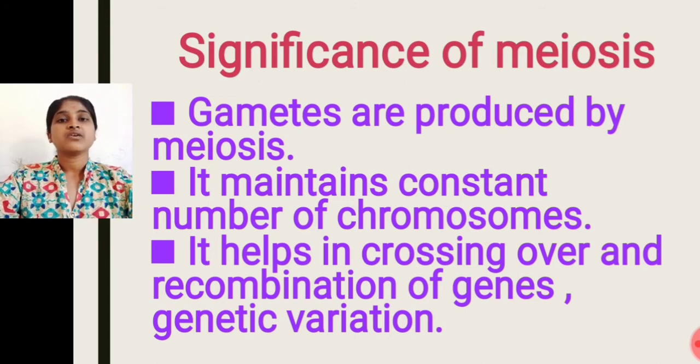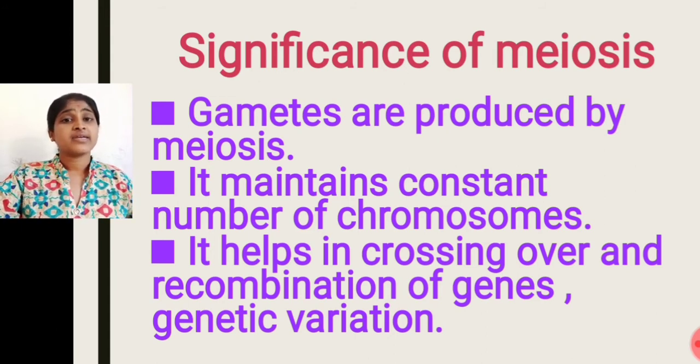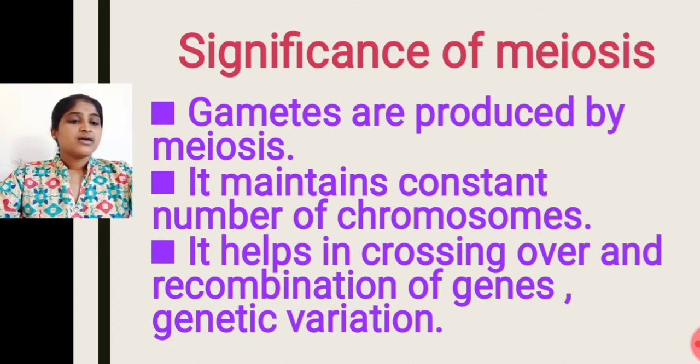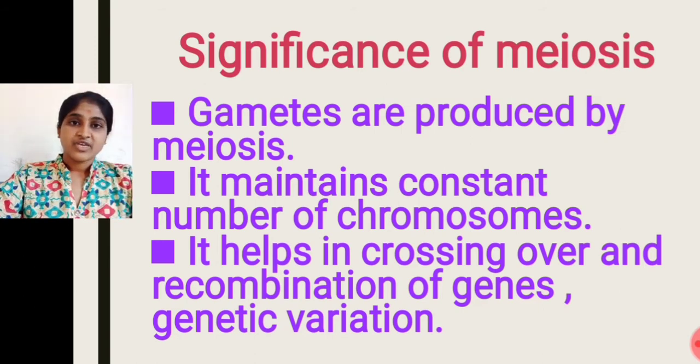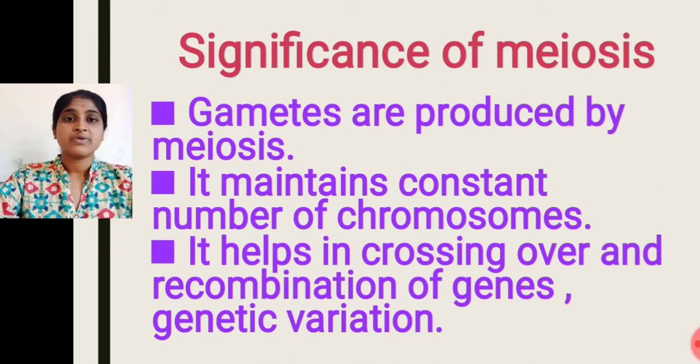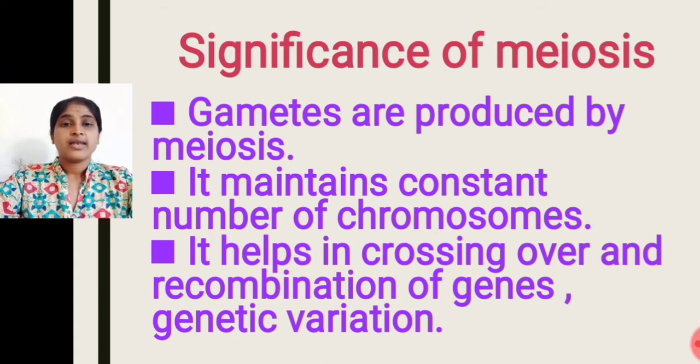Next, it helps in crossing over. Crossing over is where hereditary characters or factors, which we call genes, from the male and female parents get mixed up. That we call crossing over. And recombination of genes we see, it is helpful for the recombination of DNA.